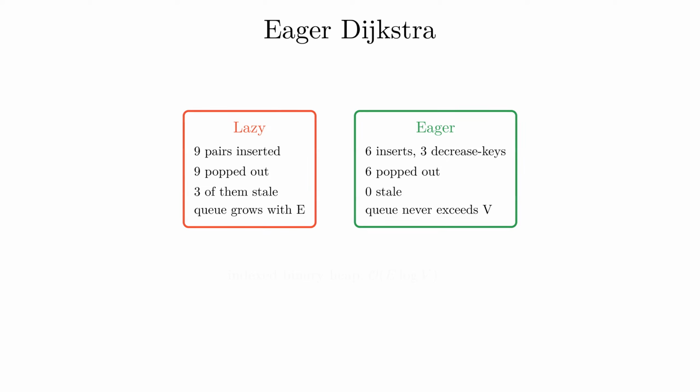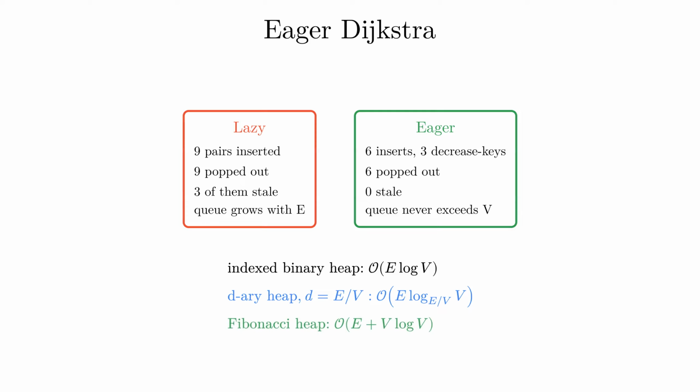With an indexed binary heap, this runs in big O of E log V. Swapping in a d-ary heap, with d equal to E over V, speeds up all those decrease key operations further. And a Fibonacci heap gives the best known bound, though its constant factors make it impractical until the graph is very large.